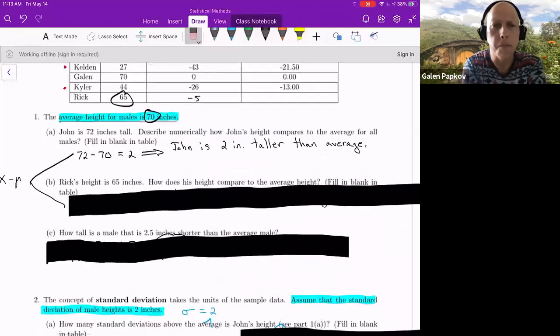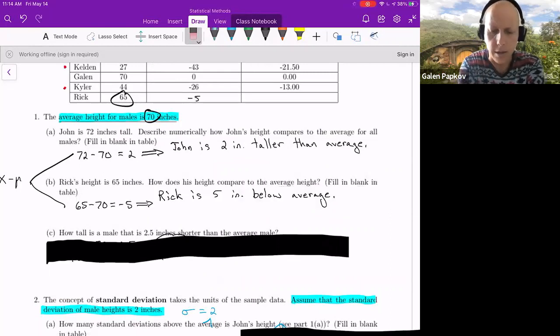Well, what about Rick's height? Rick is 65 inches. How does his height compare to the average height? Well, 65 minus 70 is minus 5. So that minus sign means shorter or lower. And so in this case, we know that Rick is 5 inches below or shorter than average for males.